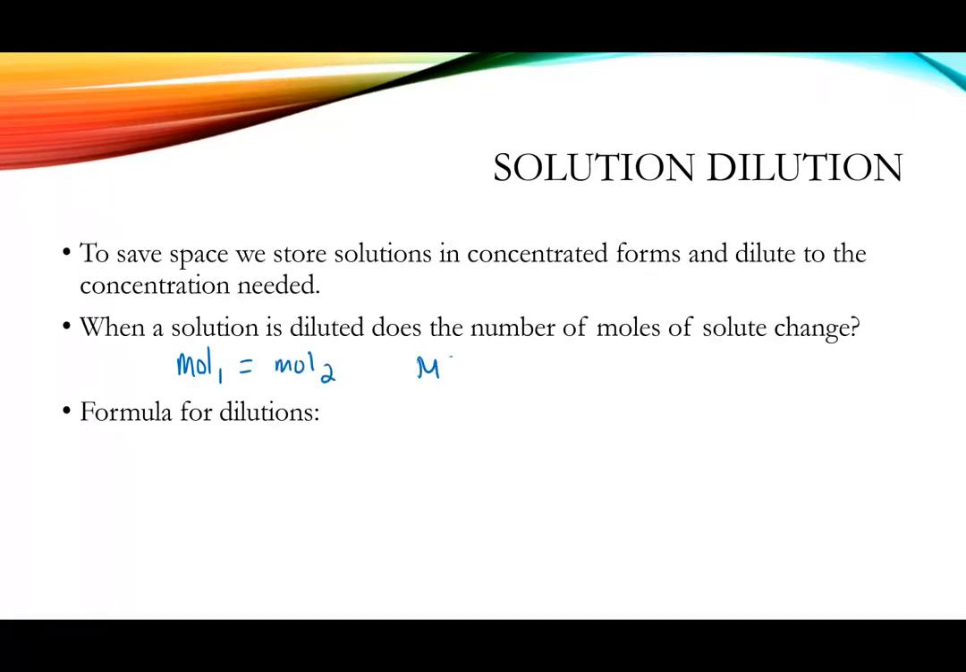If I rearrange the molarity formula, I can see that moles is going to be molarity times liters. And so just doing substitution, substituting that into mole 1 equals mole 2, I get the formula for dilutions, which is molarity of the solution before the dilution times the volume of the solution before the dilution equals the molarity of the solution after the dilution times the volume of the solution after the dilution. So M1V1 equals M2V2.